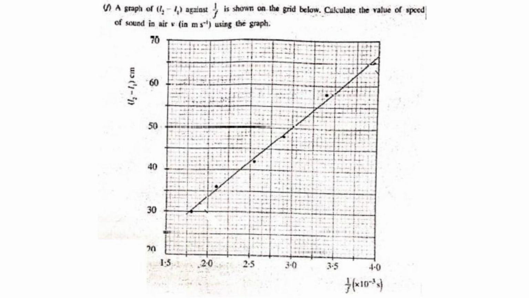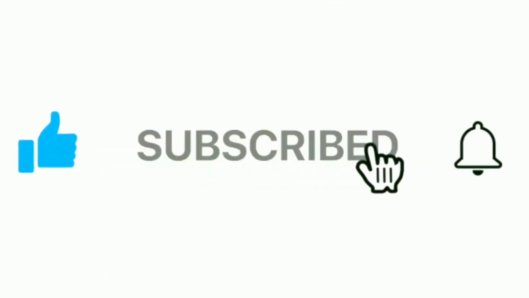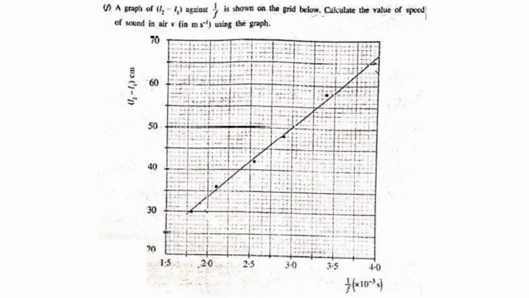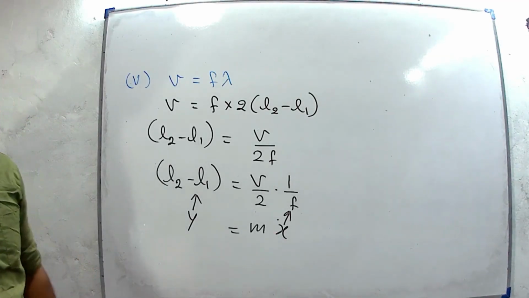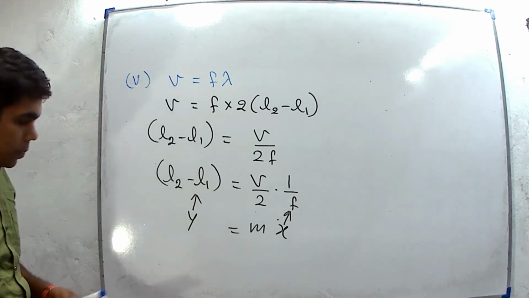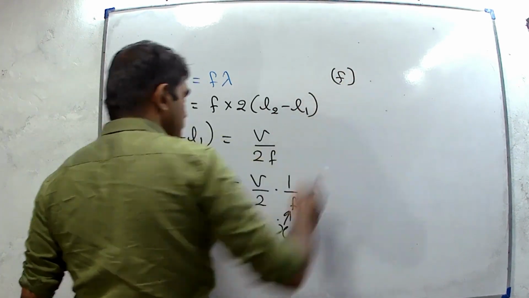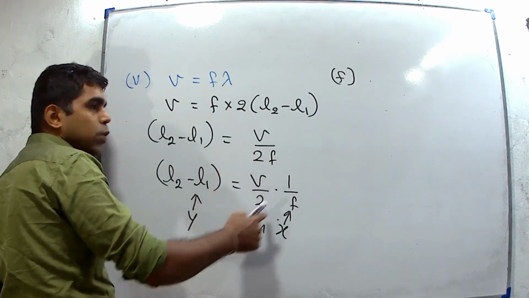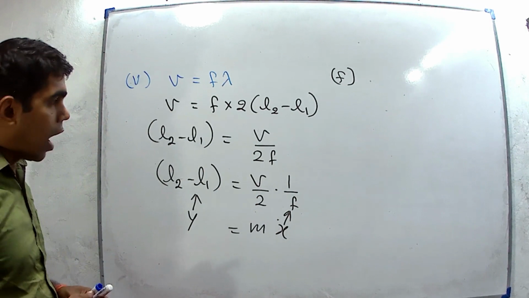The graph of L2 minus L1 against 1 over f is shown in the grid below. Calculate the value of the speed of sound in air, V, in meters per second using the graph. Now, we have to check the equation. When checking the equation, we can see that the gradient is V over 2. Therefore, we have to find the gradient by using the graph.